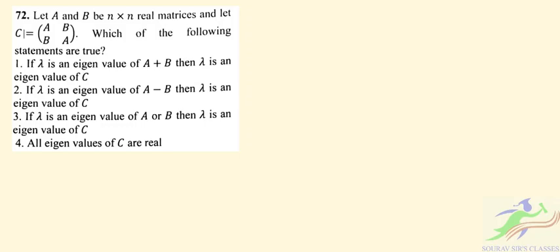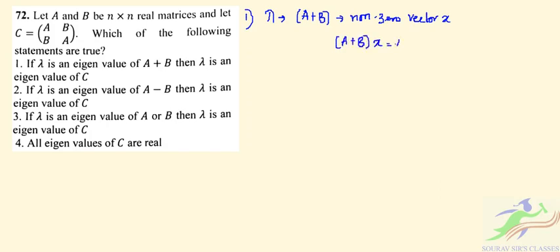This is question number 72. Let A and B be n by n real matrices and C is a given 2n by 2n matrix. We have to find which of the following statements are true. First start with option 1. Lambda is an eigenvalue of A plus B. Then there exists a non-zero vector x such that (A plus B)x equals lambda x.